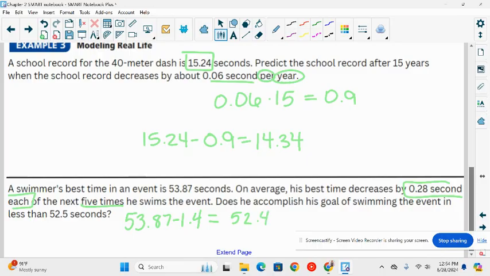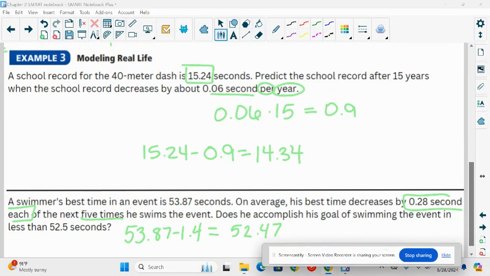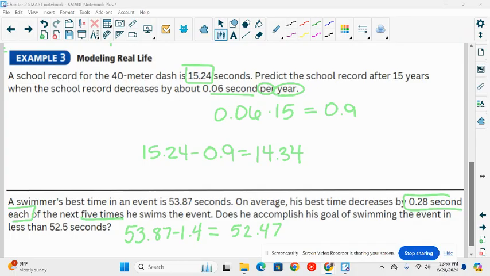Does he beat his goal? By how much? 300ths of a second. You were not close. Okay, good job.